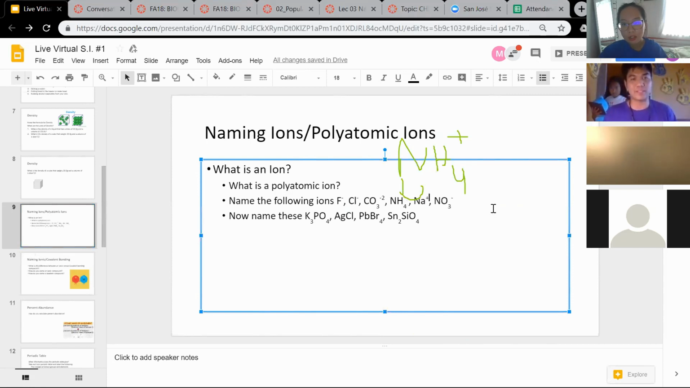And then for a challenge, I want all of you to name these compounds down here.